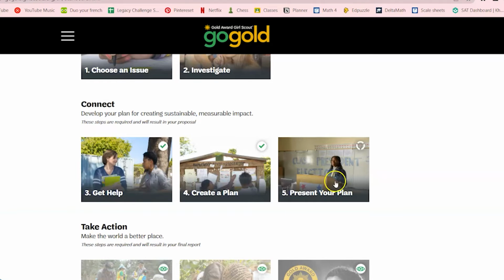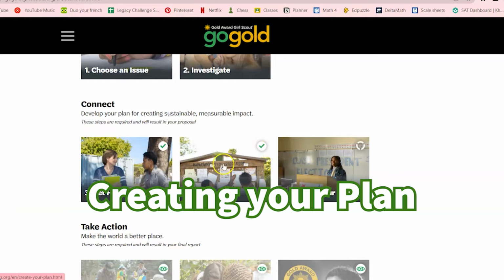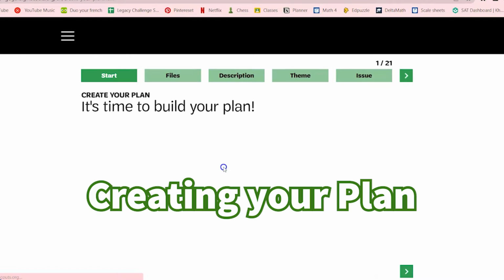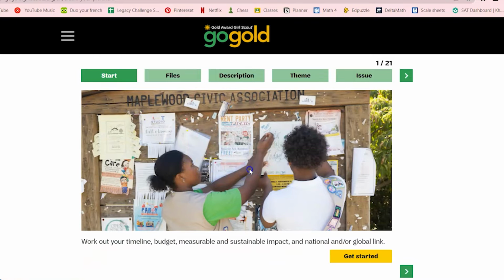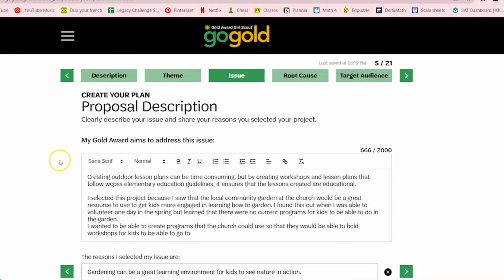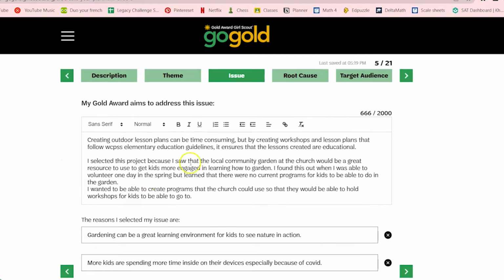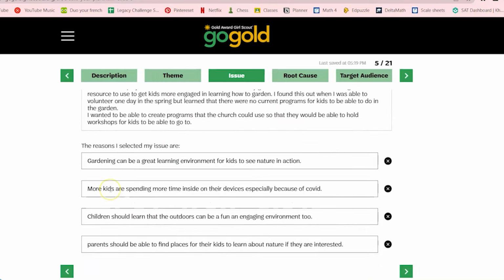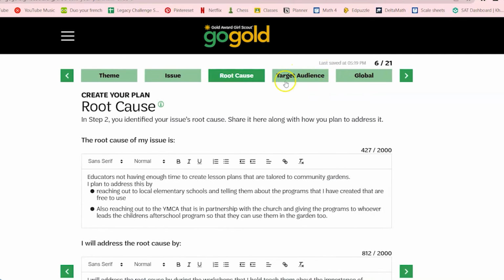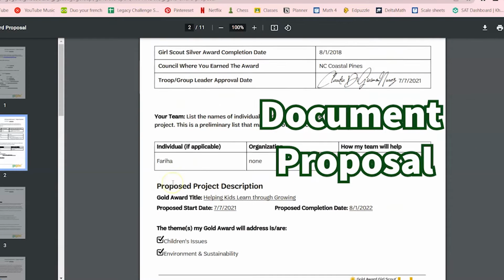Now this part here, which is creating your plan, is where things really get into the nitty-gritty of your project. And although it may seem like, oh, I can just put a couple of sentences in here and I'll be good to go, you really want to dive into it, because the way that your proposal itself is being created is by whatever you put into here. The program will output it into how it's going to be formatted for your proposals. And here is my document proposal.